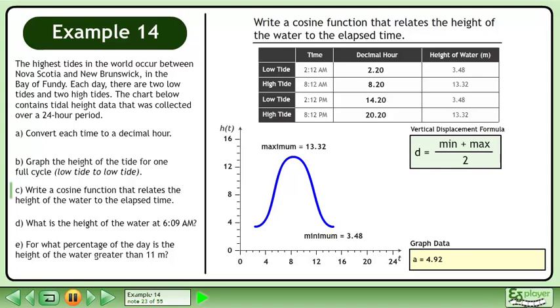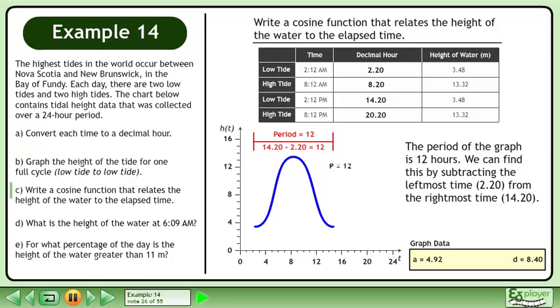The vertical displacement is d equals min plus max over 2. Plug in 3.48 for the minimum and 13.32 for the maximum. This gives us d equals 8.40. The period of the graph is 12 hours. We can find this by subtracting the leftmost time, 2.20, from the rightmost time, 14.20.